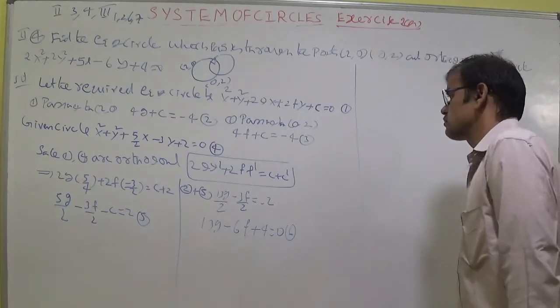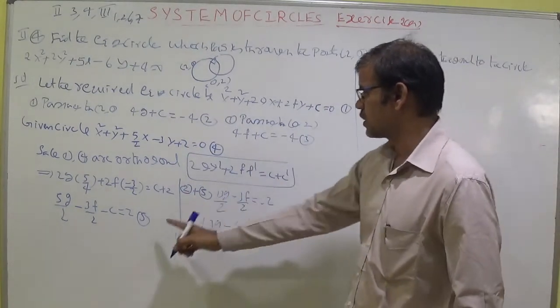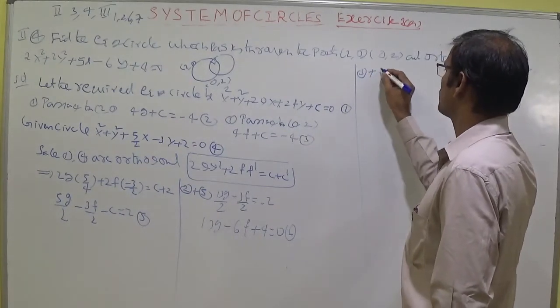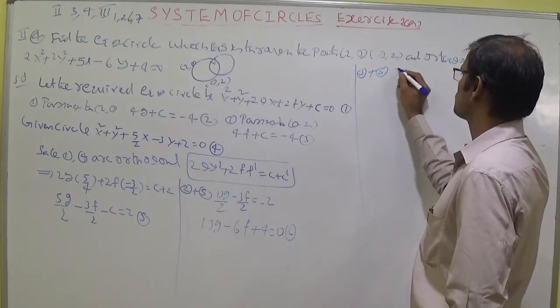Now once again we should get c cancelled. Take this one and this one. Add 3 and 5. Now 3 plus 5 becomes 5g by 2.